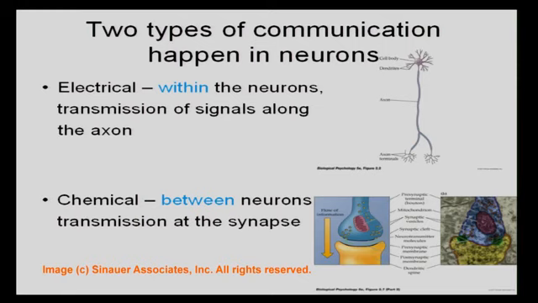When the neuron then communicates with the next neuron in the chain, we move to chemical communication at the level of the synapse that we're illustrating here. So chemical communication happens between neurons, transmitting at the synapse. Okay, so that's actually next lecture. Today we're going to focus on electrical communication within the neuron. That's our goal for today.